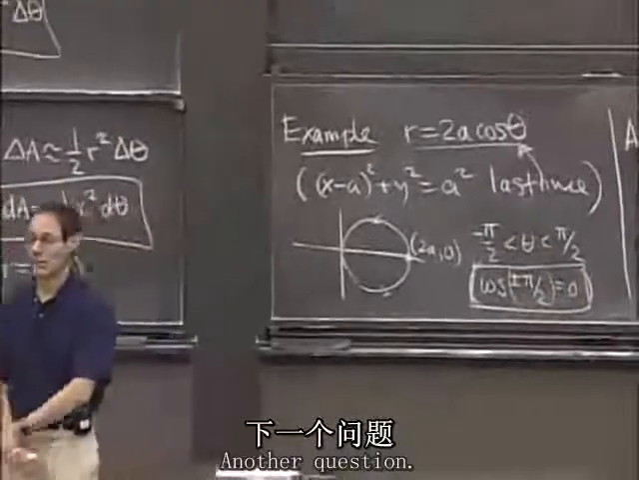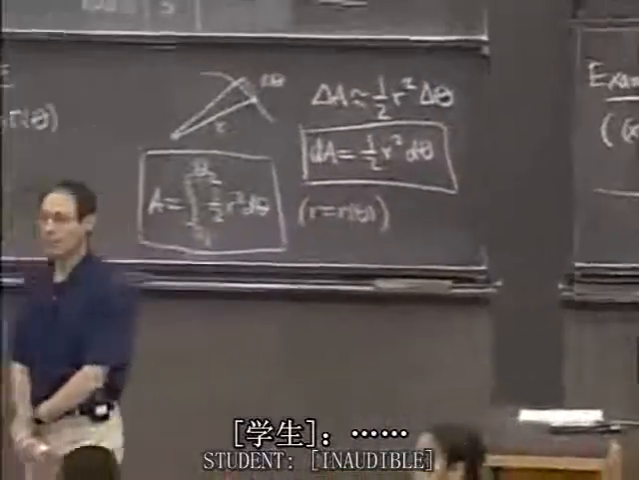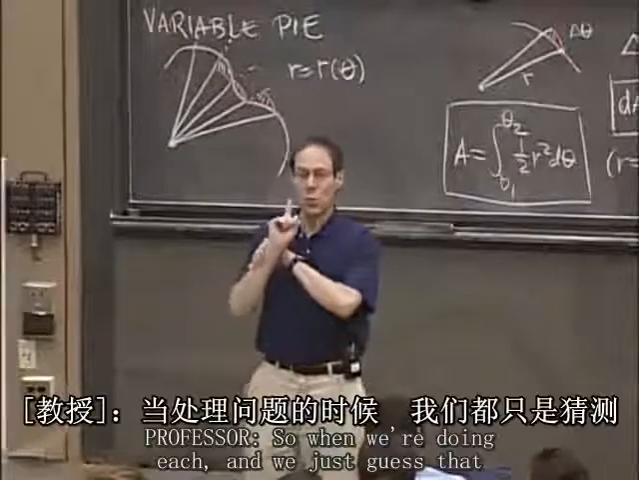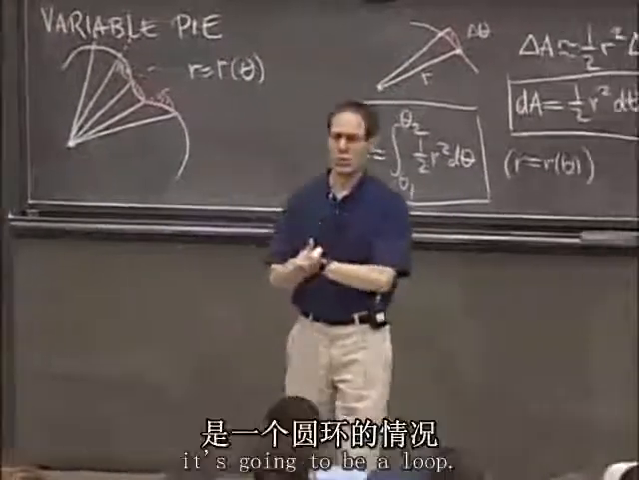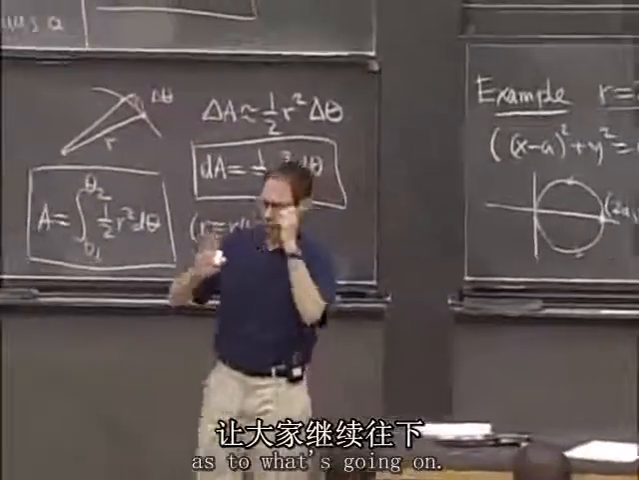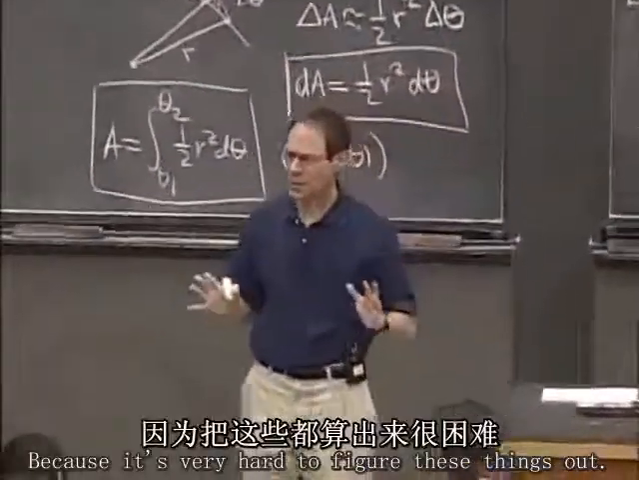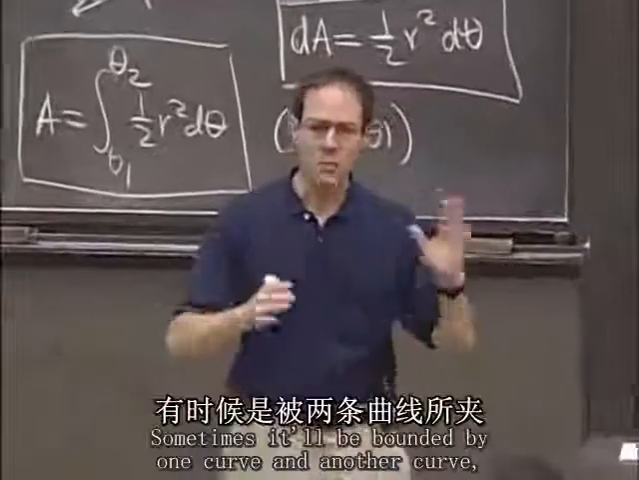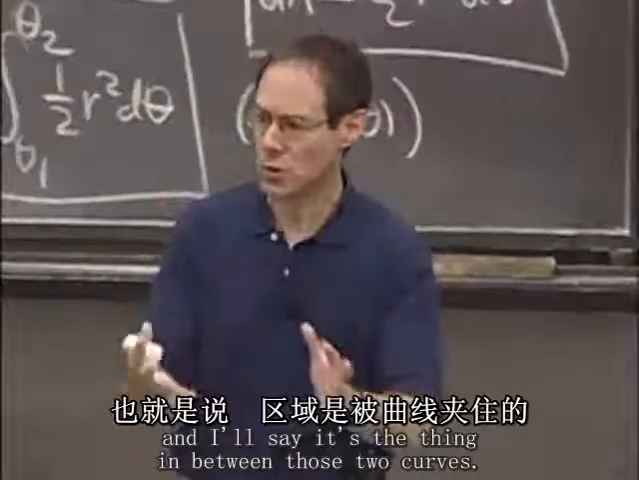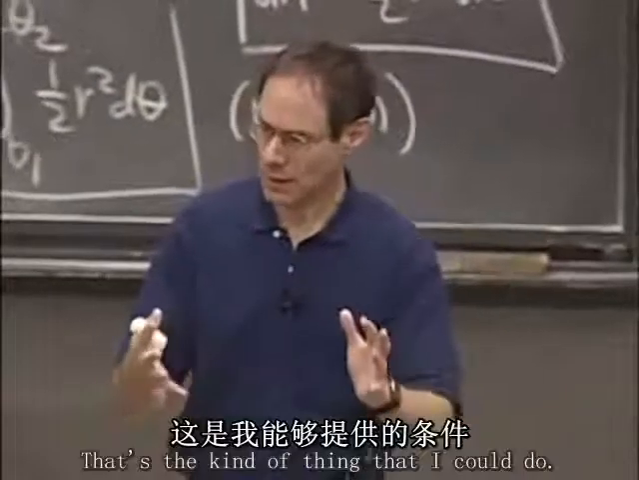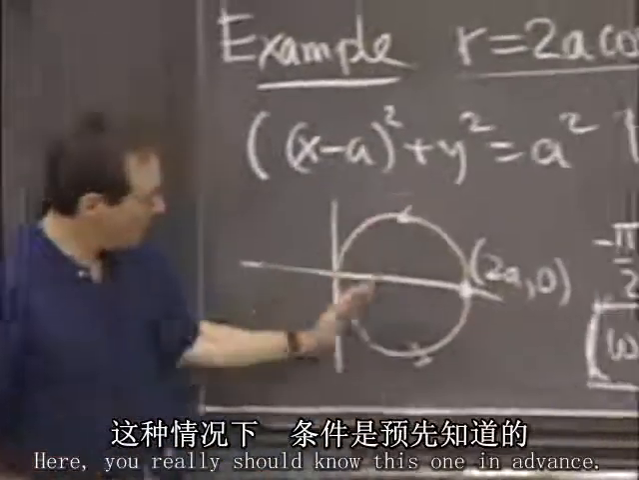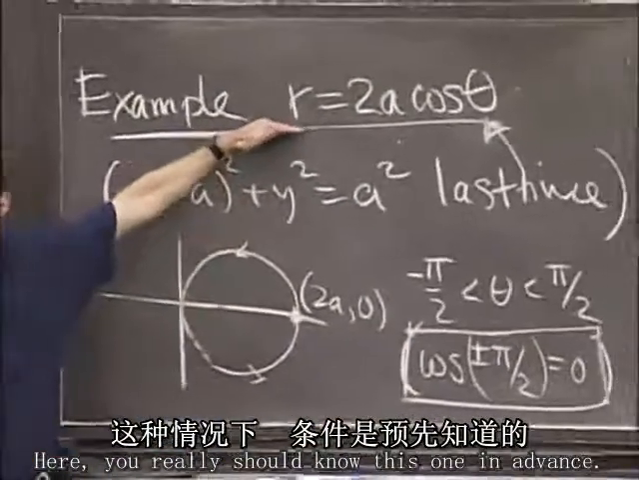Another question. When we're doing these, should we just guess that it's going to be a loop? I'm probably going to give you some clues as to what's going on because it's very hard to figure these things out. Sometimes it'll be bounded by one curve and another curve, and I'll say it's the thing in between those two curves. That's the kind of thing that I could do. Here, you really should know this one in advance.